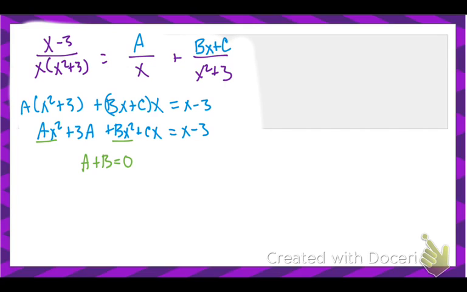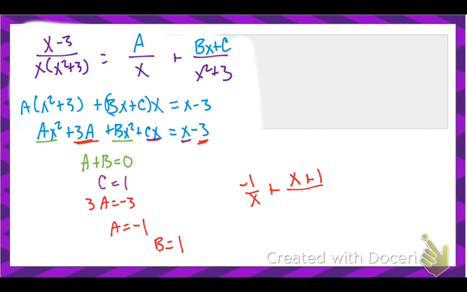All right, on the next one, we'll look at our x's. Cx equals 1x. That means C is 1. Then we go to our next one, 3A, that's my only constant, is equal to negative 3. That means A is equal to negative 1. Well, if A is negative 1, plug it back into the original equation. That means that B is positive 1. Now that I know all my values, I can rewrite them on my fractions. So I get negative 1 over x plus 1 over x squared plus 3.